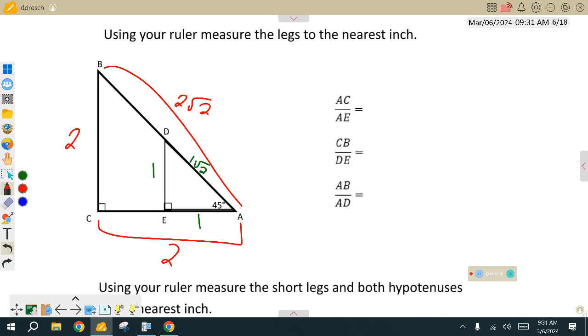Okay, how many people used the Pythagorean theorem? It's okay, it's definitely doable. How many people used our first special right? So let's not forget about that shortcut, right? Let's not forget about that.